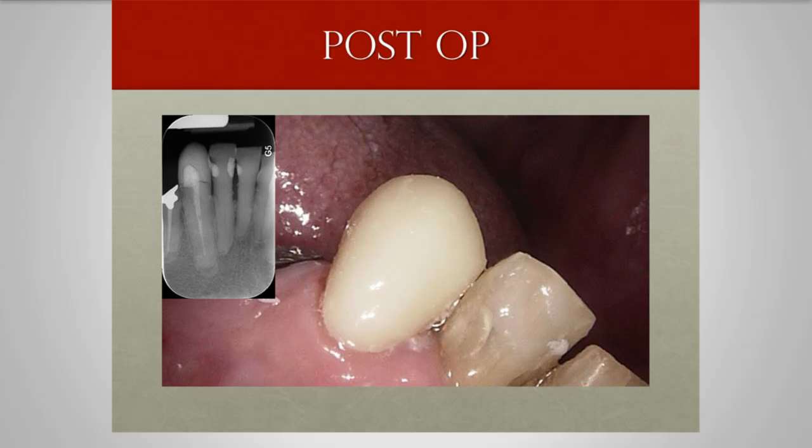Could I use a glass ionomer to seat the post? Of course, I've done that many times. But what I'm really looking for is greater bonding at that point. You know, the glass ionomer, I'm not sure.